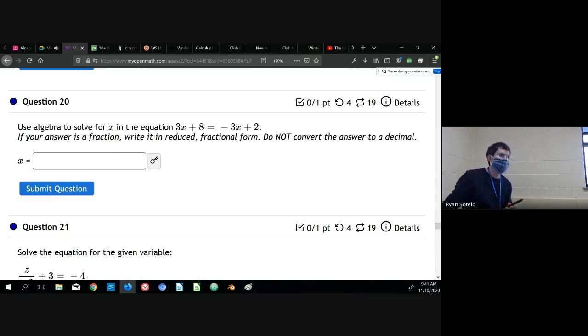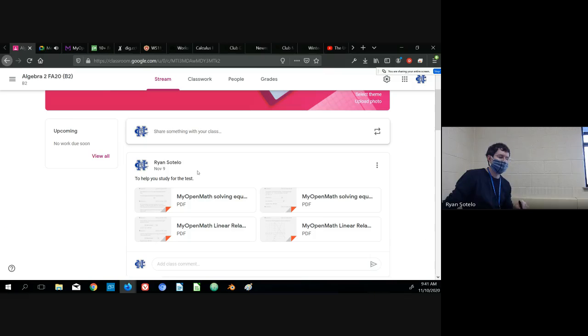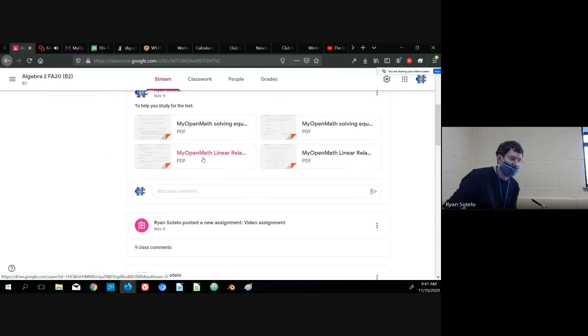I'm looking at number 20 on solving equations 1. Is this on my open math? Yeah, I'm doing it on my open math. Is there a review on that? Yeah, let me show you what I've got. I've already gone through this once, but I'll do it real quick for you. I did post the homeworks: solving equations 1, solving equations 2, linear relationships 1, linear relationships 2. I'm going to post these again with the answers, since I only posted the questions, so that you can review in PDF form.